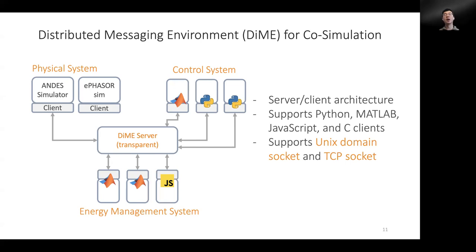DIME supports two types of communication sockets. One is the Unix domain socket, which is file system based, and the other one is TCP socket based over the network.